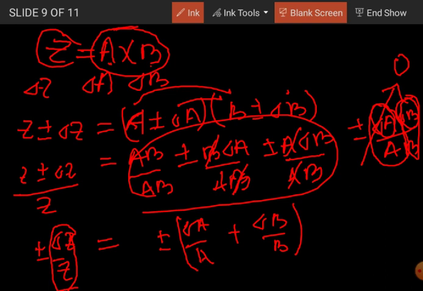Now let's see the division of a physical quantity. Let's take it that z is a physical quantity which is expressed as the division of two other physical quantities a and b. So z is expressed as a by b. Same case as we did before. Absolute error in z is delta z, absolute error in a is denoted by delta a, and absolute error in b, let's denote it by delta b.